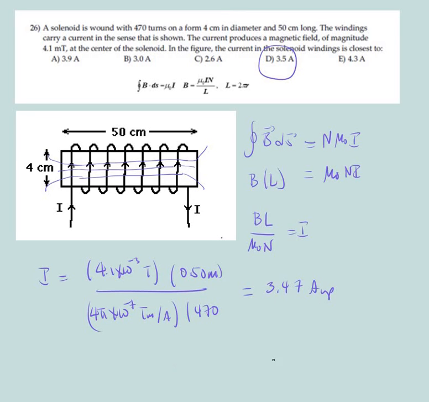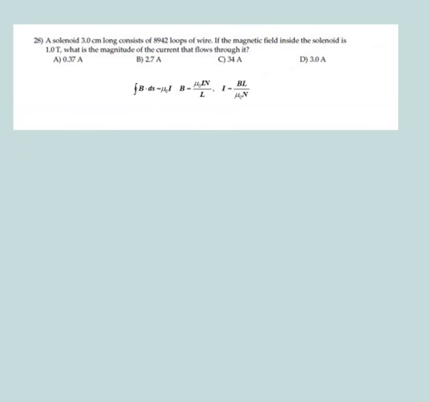Okay, hope this helped. Now let me see if I can do another one. This one, number 28, which I think is in your reviews, probably number 19. Here's the answer, how to solve. The only thing you have to do is substitute the magnetic field, which is given here as 1 tesla. The length is 3 centimeters, which you have to change into meters. Then the number of turns, which is 8,942, and this is a constant, and the answer is going to be B. Try this one, you guys, by yourself.